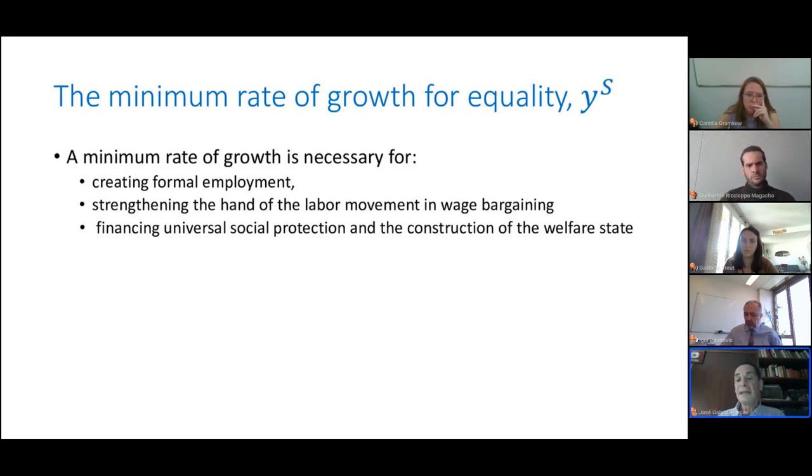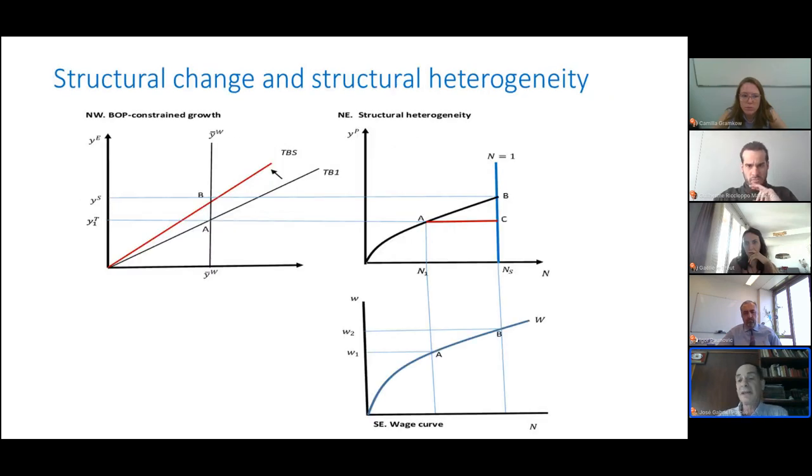What about the rate of growth which is the minimum for social equilibrium? As I mentioned, this rate of growth is related to the creation of formal employment, strengthening the formal labor markets, and financing universal social protection, the construction of a welfare state in the periphery. There is a minimum rate of growth which is necessary for that. This is a graph that shows in a very schematic way the relationship between structural change, formal employment and income distribution in a peripheral country.